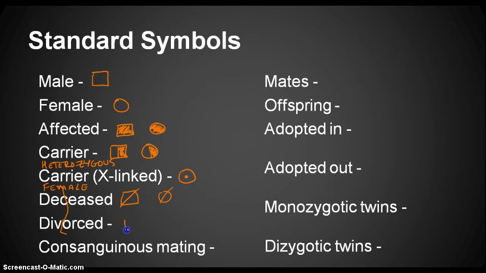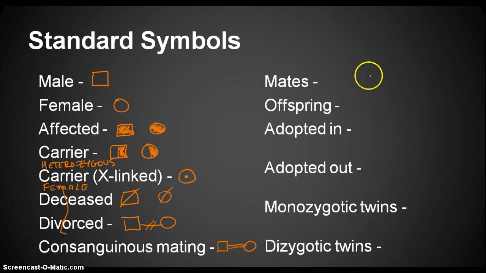When we have two individuals mate or get married, we connect them with a horizontal line. If they get divorced, then we put two slashes through that horizontal line. Consanguineous mating doesn't happen very often anymore. It didn't happen real often, but every once in a while you may see it. In that case, we have two individuals from the same family tree mating, and so we'll show that with a double horizontal line.